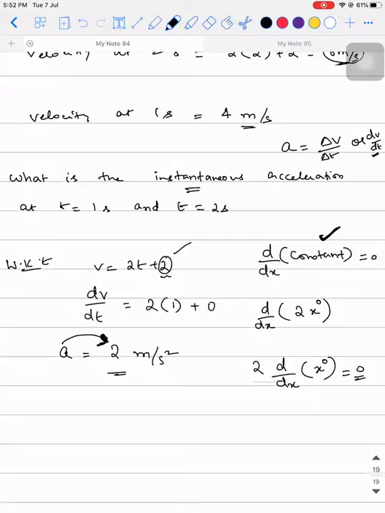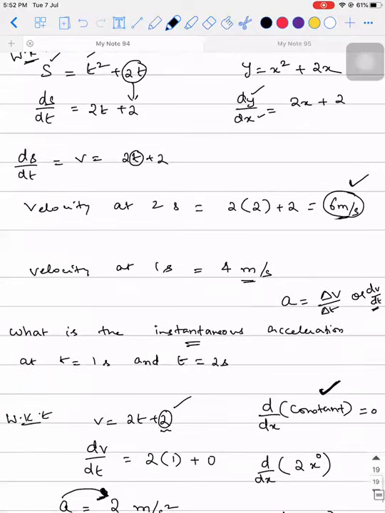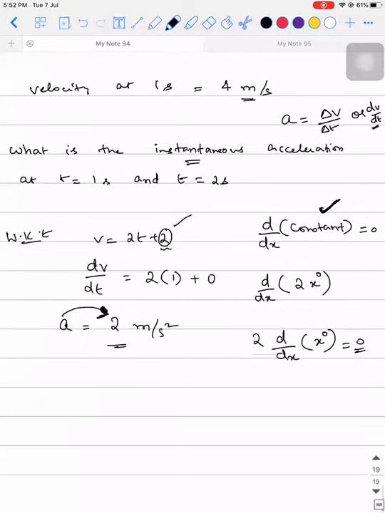So is the acceleration dependent on time? Here you got different values because the velocity was dependent on time. Whereas here, is the acceleration dependent on time? No, sir. So that is why it will be 2 only. Whether it is 1 second, 2 seconds, 3 seconds, any time, acceleration is a constant. Is that clear?